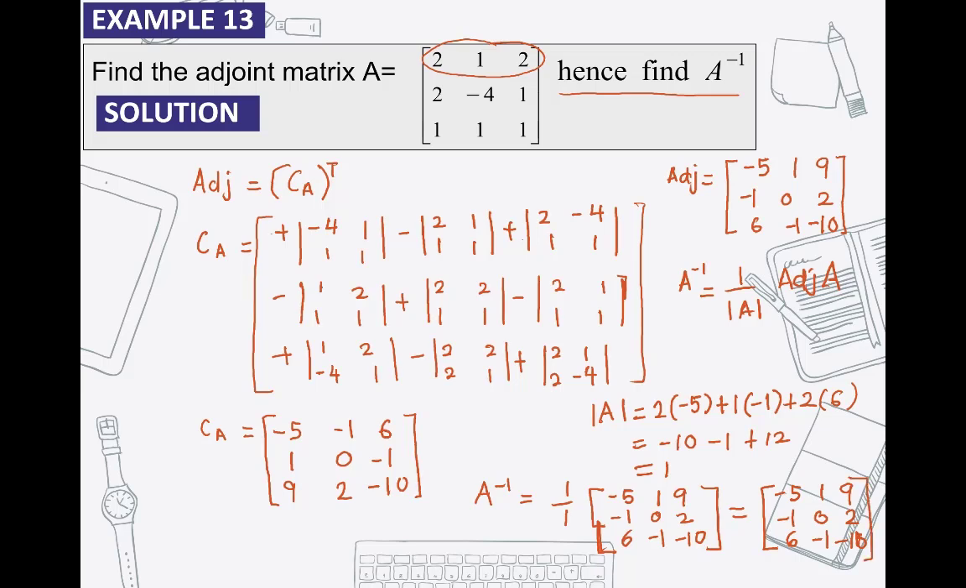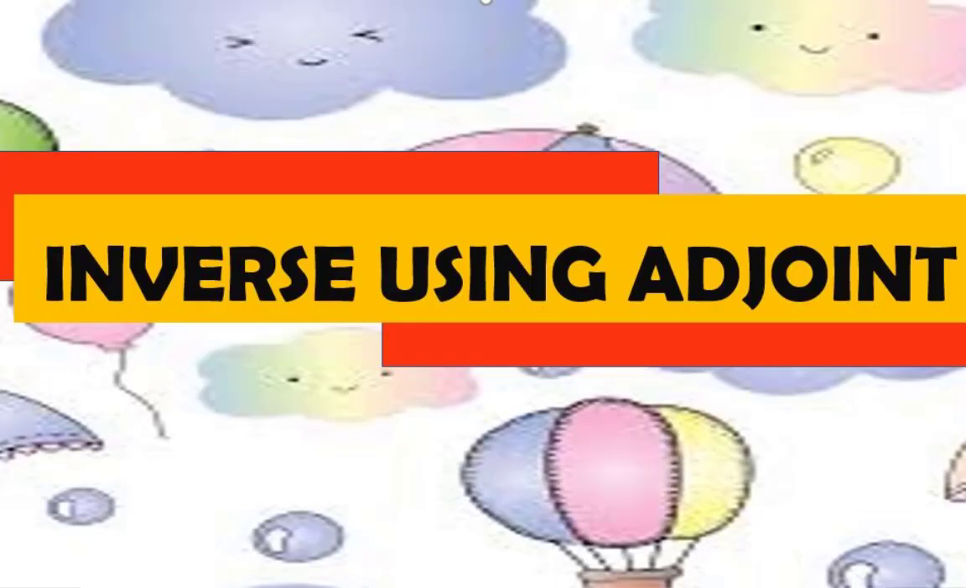Students, basically this is how we find A inverse using the adjoint. By right, this shouldn't be a big issue for you because we have learned cofactor. We have learned transpose. We just apply this in the adjoint, and we have also learned determinant. So we are more like implementing everything that we have learned to find A inverse. I hope all of you are able to find A inverse using the adjoint matrix.